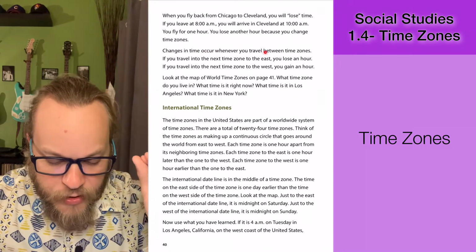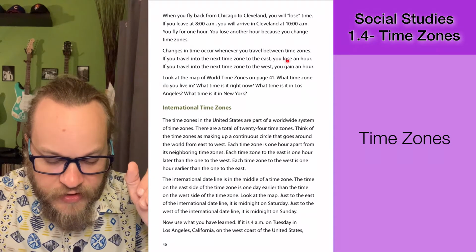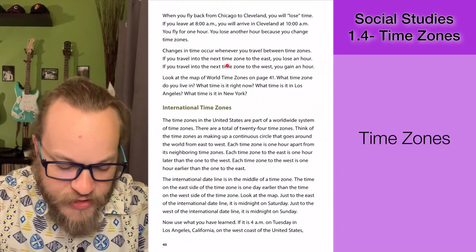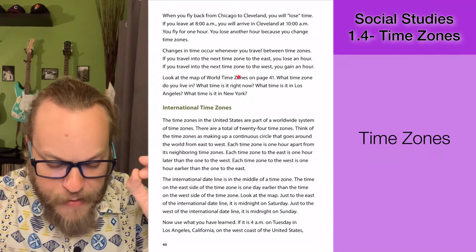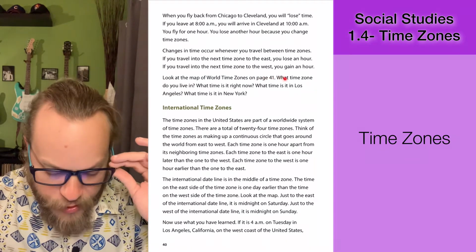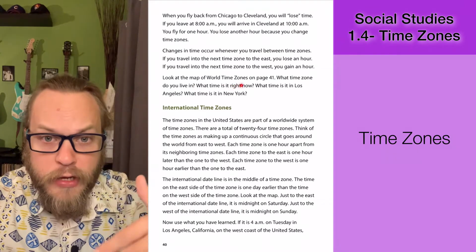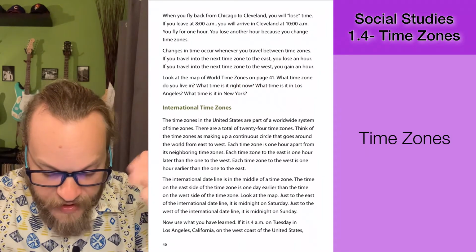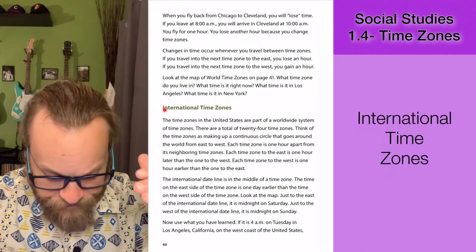Changes in time occur whenever you travel between time zones. If you travel into the next time zone to the east, you lose an hour. If you travel into the time zone to the west, you gain an hour. If you look at the map of world time zones on page 41, what time zone would we live in? What time would it be right now? What time would it be in Los Angeles, and what time would it be in New York?